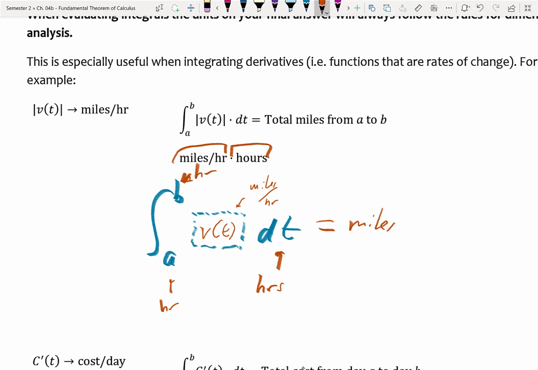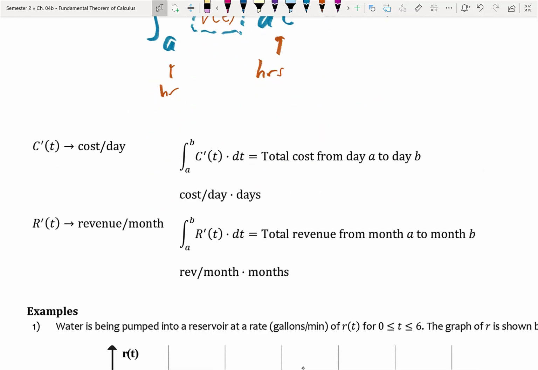But we can actually do this with lots and lots of different units. Flip the page over. These are just two examples of what you can do. Let's say I have a function that represents the cost per day of something, and I integrate that across a certain number of days. I get the total cost over those days. Revenue per month: if I integrate that across different months, then I have total revenue that occurred over those months. So this becomes a very real application of integration.